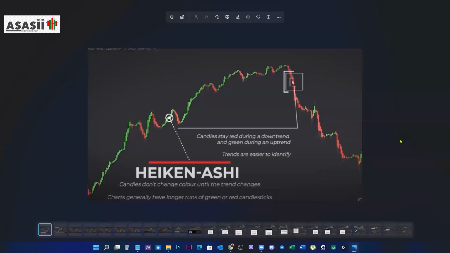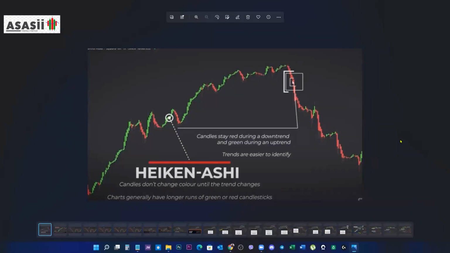So right now our video topic for tonight is about Heiken Ashi candles and the strategy using the Heiken Ashi and the HH plus the rising wedge. So we will now go to our share screen and we will discuss about the Heiken Ashi.